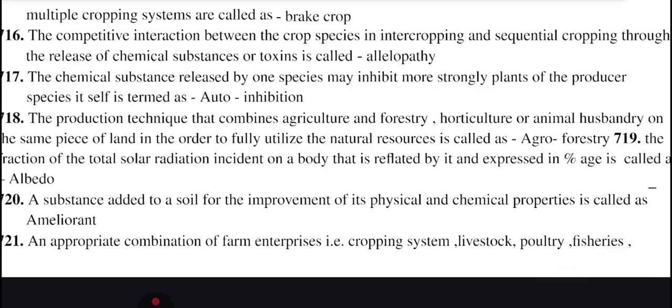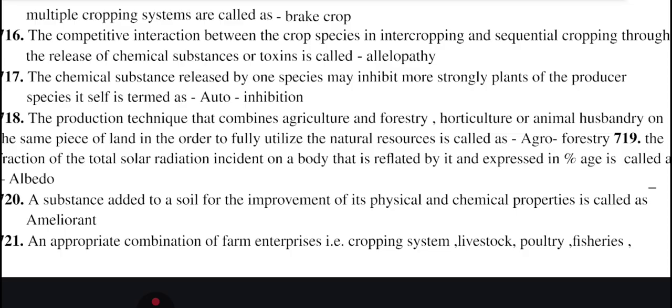Chemical substance released by one species that may inhibit more strongly plants of the producer species is termed as autoinhibition. Production technique that combines agriculture, forestry, horticulture and animal husbandry on the same piece of land is agroforestry. Substance added to soil for the improvement of its physical and chemical property is ameliorant.